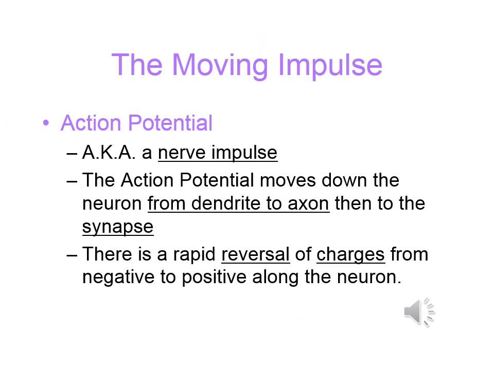An action potential is basically what we call a moving impulse. It's basically a nerve impulse. The action potential moves down the neuron from the dendrite to the axon, then to the synapse. What this basically means, and write this down, and when you write it down, highlight it: an action potential is a rapid reversal of charges from negative to positive along the neuron.